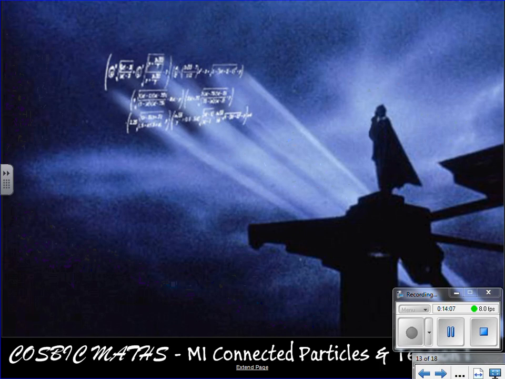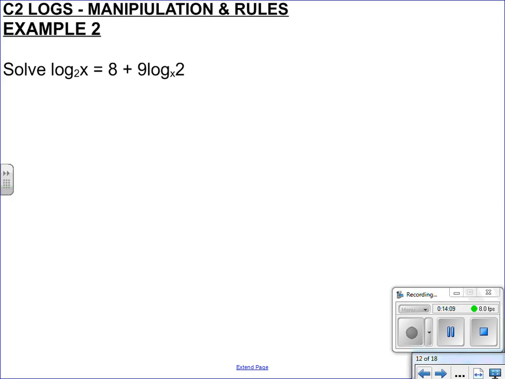And whoops, last example then. So let's solve this one. We can't do anything with this yet. Can't use any other rules because our bases aren't the same. So we need to change our base. So we need to know our change the base rule in order to solve this problem.